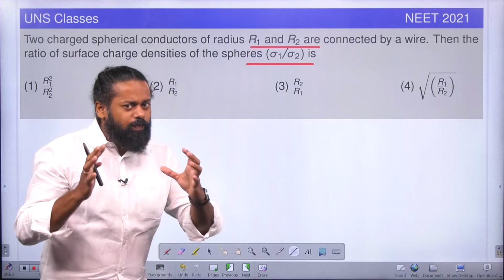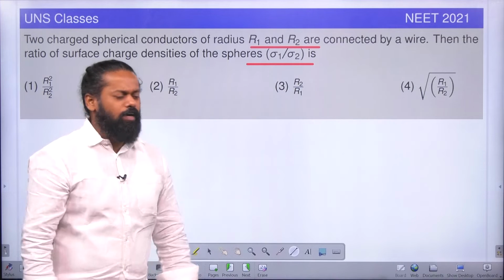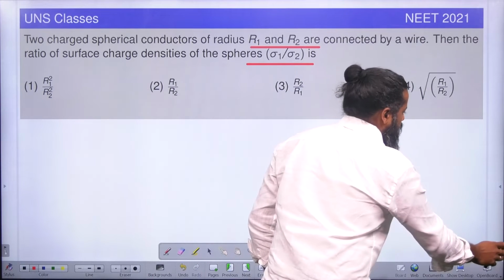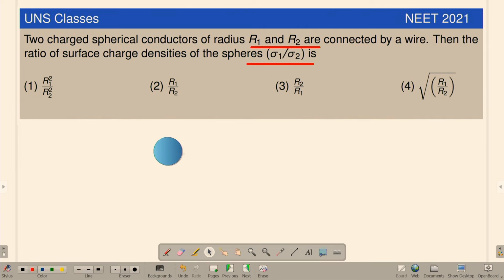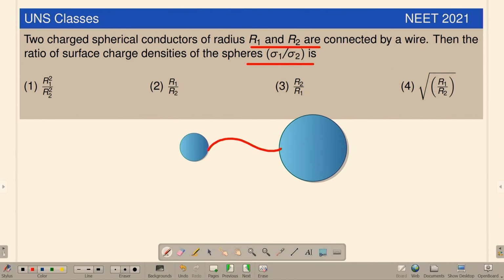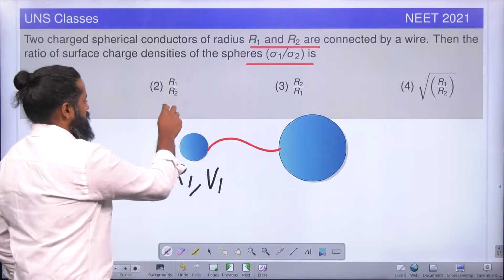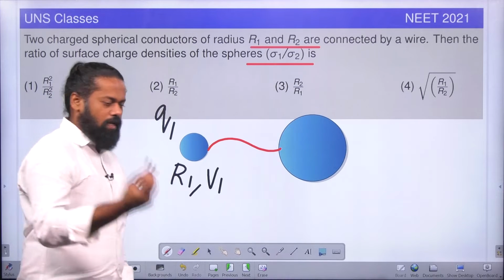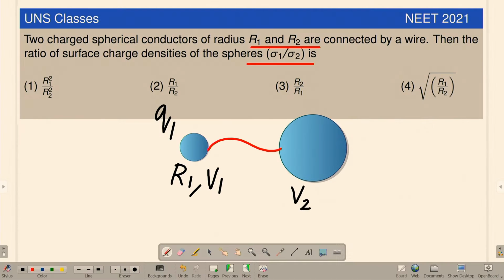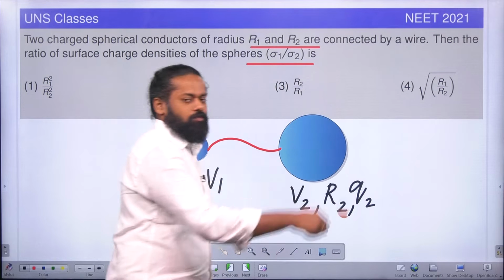First of all, the spheres are connected by a conductor. What do you mean by that? If you have two spheres with different radius, assume this is your first sphere, this is the second sphere, and they are connected by a conductor. Now, the first sphere has radius r1, voltage V1 and charge Q1. Similarly, this is V2, radius r2, and charge Q2.